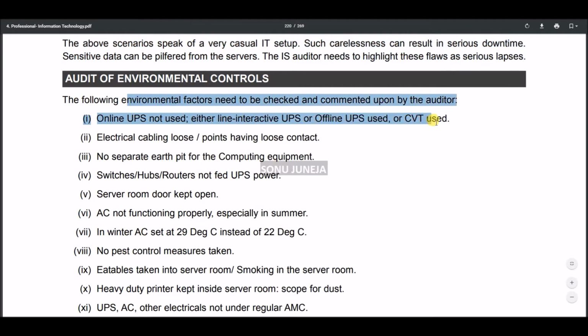Now, what all need to be checked by the auditor? Online UPS not used, either line interactive or offline UPS used or CVT used. Line interactive UPS, offline UPS or CVT. ठीक है, no worries. So line interactive UPS, let me show you.